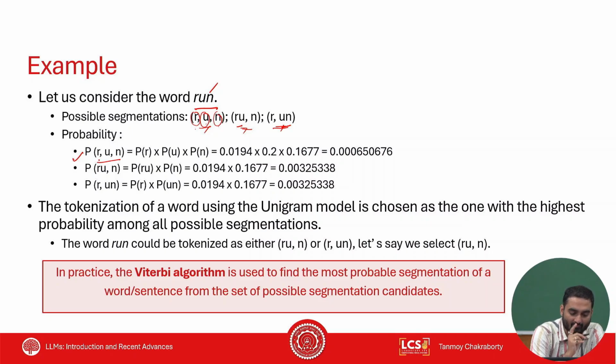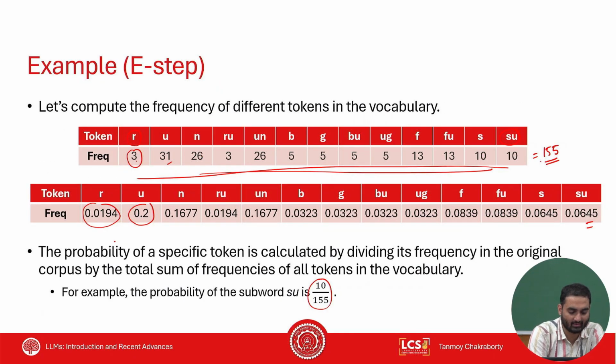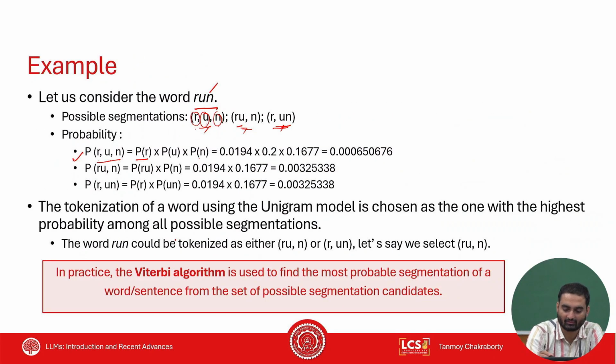So probability of R, U, N is probability of R times probability of U times probability of N. And how do we get this PR, PU, PN? We will get PR, PU, PN from here. This is PR, this is PU, this is PN. Right, so this is going to be the probability for this split.